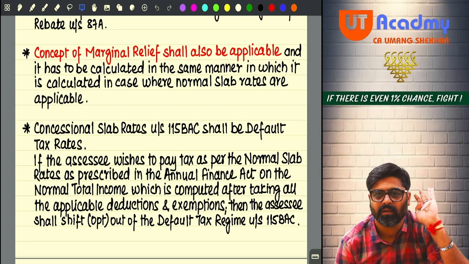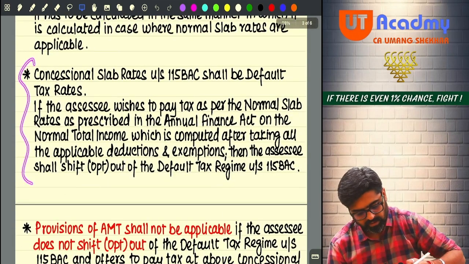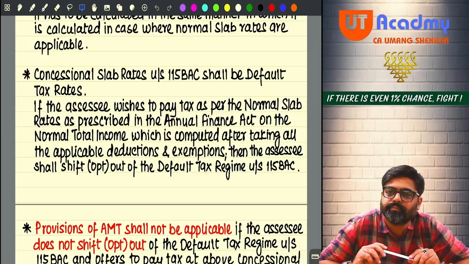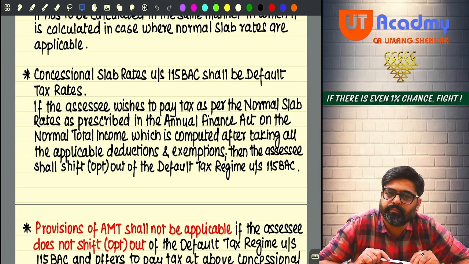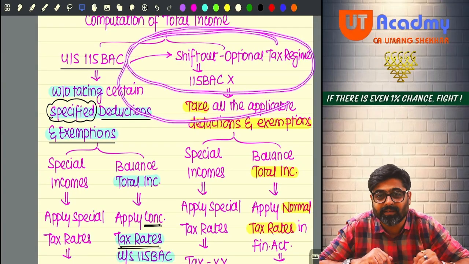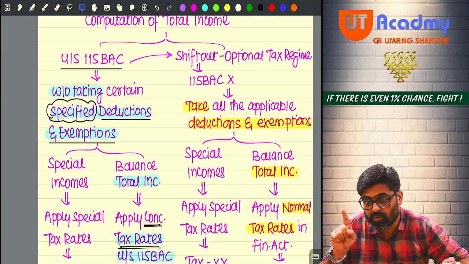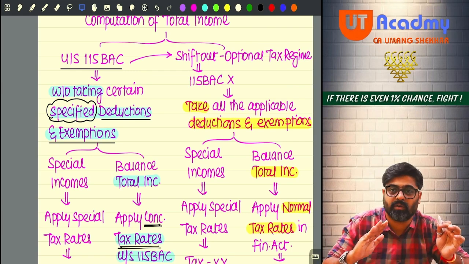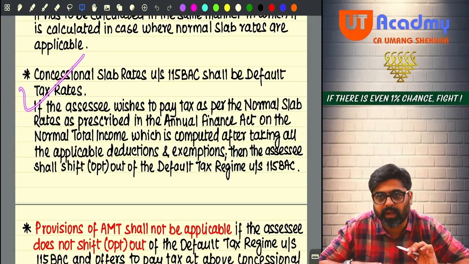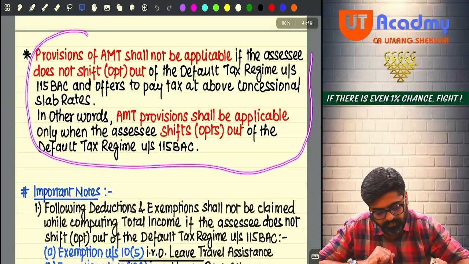Got it, sir? Now, please read this part. You know this, this is something which I wrote here. Shift out. Now this is the default. So if you don't want to follow it, and you want to apply the normal rates, shift out, because this is the default. Got it, sir? So this thing also I have explained.